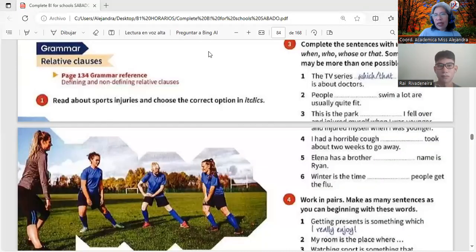Today, the first topic for today is something called relative clauses. What's a relative clause? A relative clause is a short sentence that gives you additional information about a person, people, a place, a situation, etc. Okay?